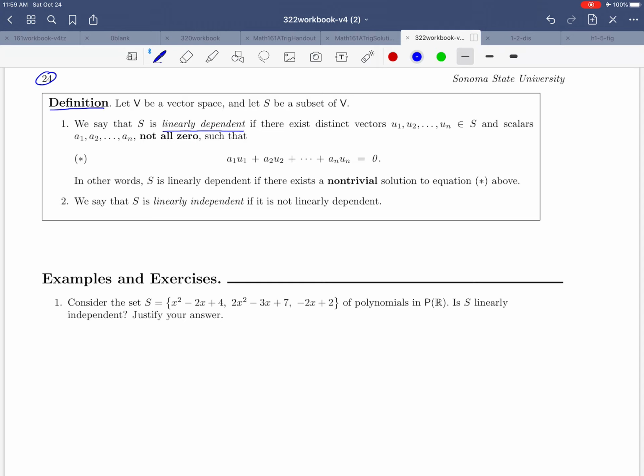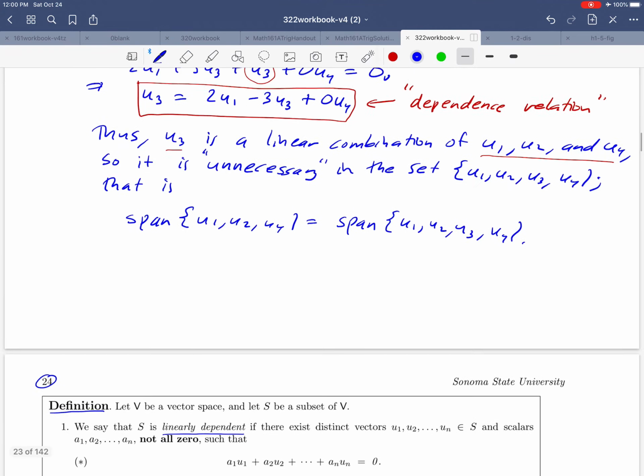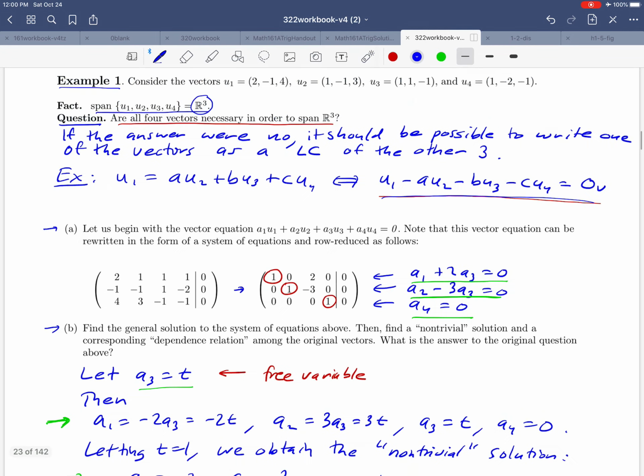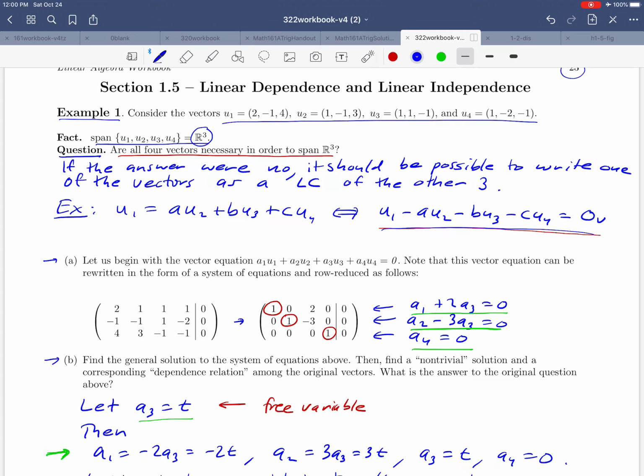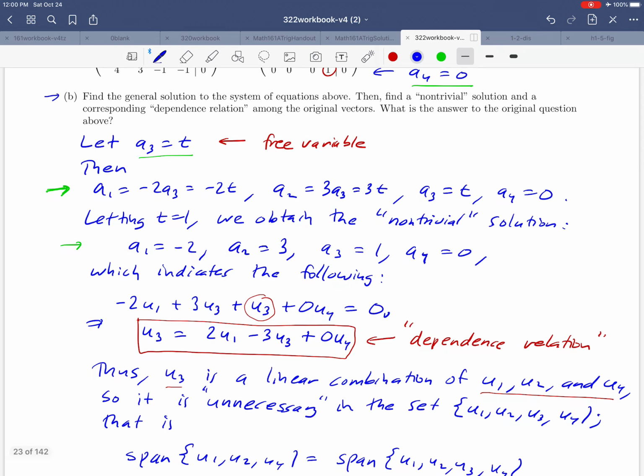Okay, here's what we want it to mean based on what we previously did. We'd like to think about linear dependence as saying that some of the vectors in our set depend on other vectors. Recall that's kind of the question that we wrestled with on the previous page. So for example, just to refresh your memory here, we started with these four vectors, and we were able to demonstrate that U3 depended on the other three vectors. That kind of came out in this dependence relation that we came up with.